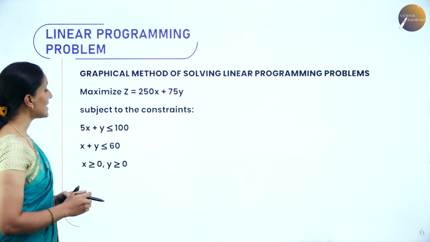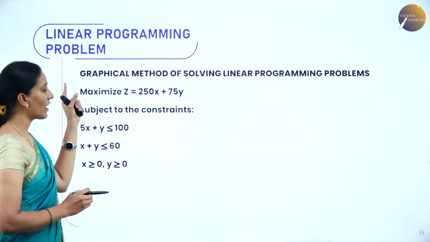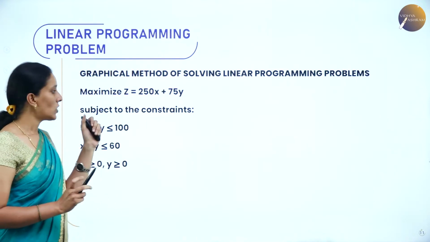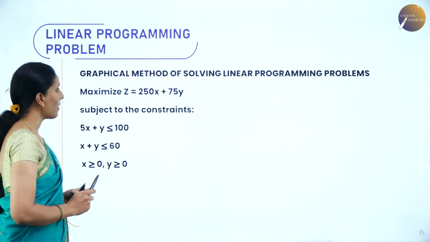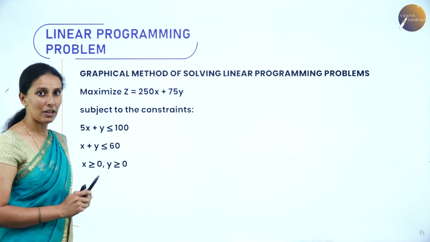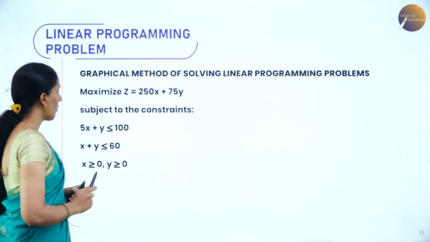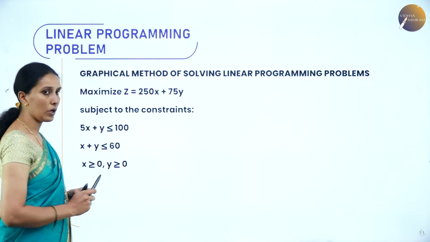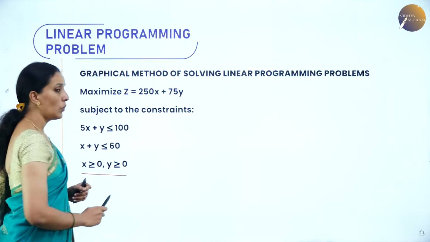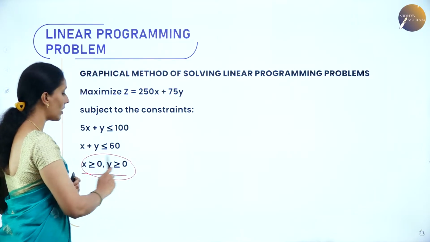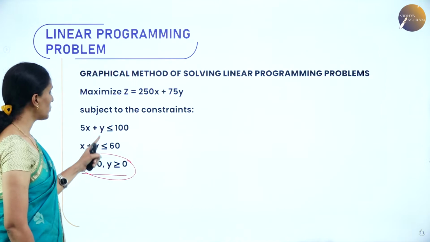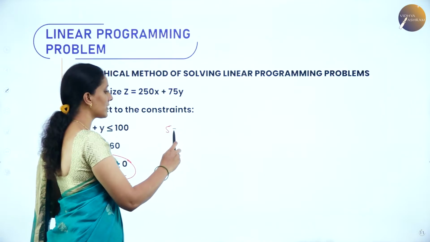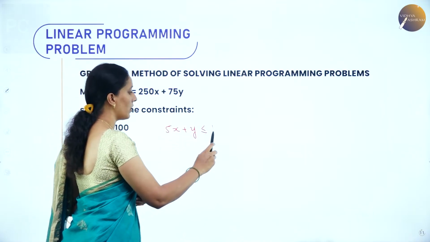Now let's take the same example here. We are looking at the graphical method of solving a linear programming problem. Let me take this as an example: maximize 250x plus 75y subject to the constraints 5x plus y less than or equal to 100, x plus y less than or equal to 60, x greater than 0, y greater than 0. This clearly means we are taking only the first quadrant. Now we have two inequalities. Find the solution for this. First let us take 5x plus y less than or equal to 100.